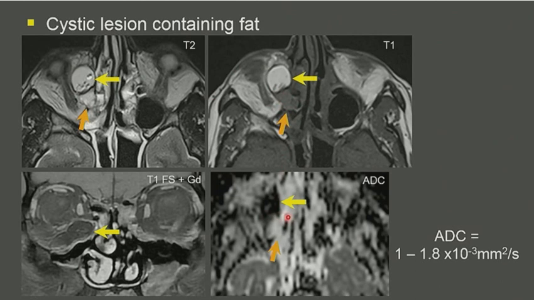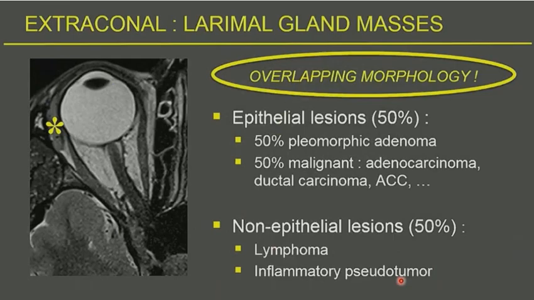And if you do diffusion-weighted imaging, due to the fatty content, you will have a very low ADC value in this fatty content and a very high ADC value in the cystic content. Therefore, your ADC is going to vary tremendously.